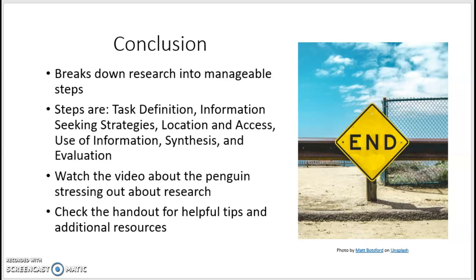The Big 6 research model is a process that breaks down research into manageable steps. You can use this research model in school and in other aspects of your life, as it helps you to focus on specific tasks. The 6 steps of the Big 6 research model are task definition, information seeking strategies, location and access, use of information, synthesis, and evaluation. These steps must be completed in order.